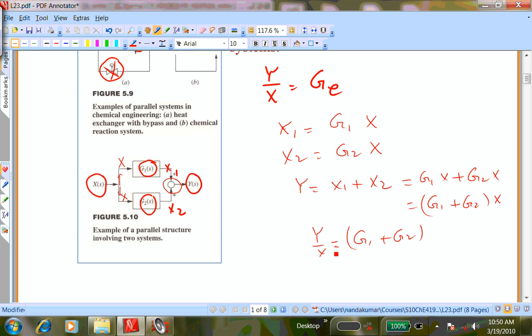Yeah. We are dealing only with linear systems or linearized systems. Yeah. You have to linearize individually. Right. Yeah. Yeah.